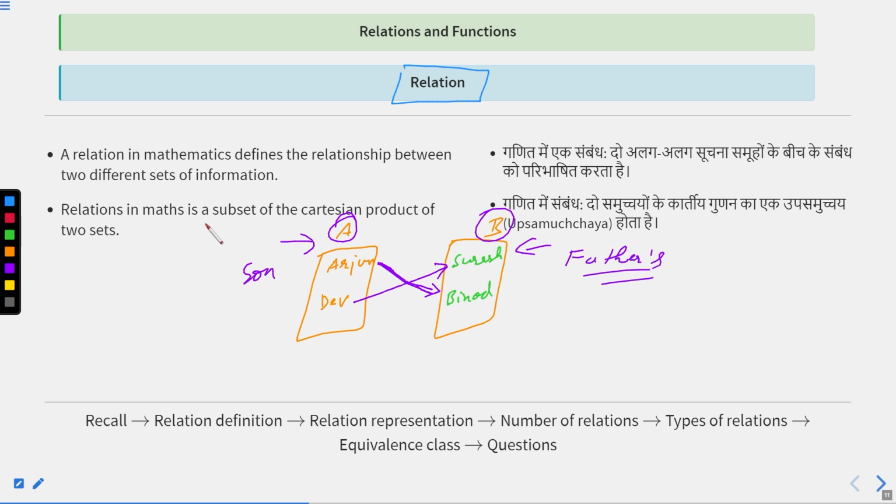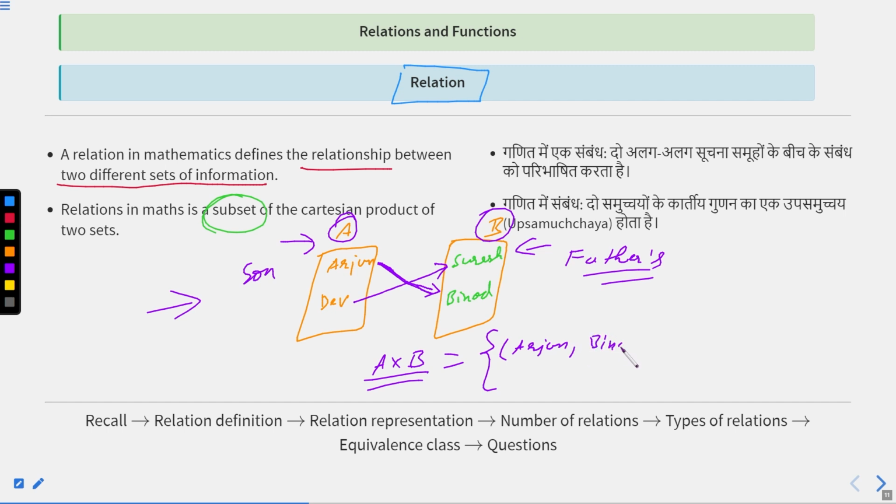And the same will happen in maths also. So a relation in mathematics defines the relationship between two different sets of information. And a relation in maths is a subset of the Cartesian product of two sets. As you can see, from this example, it is very clear that if you try to find this Cartesian product, you will get Arjun pairing with Binod.